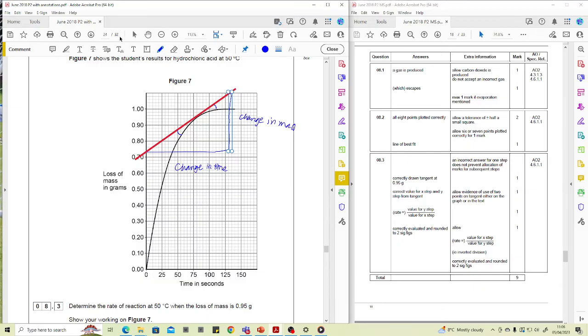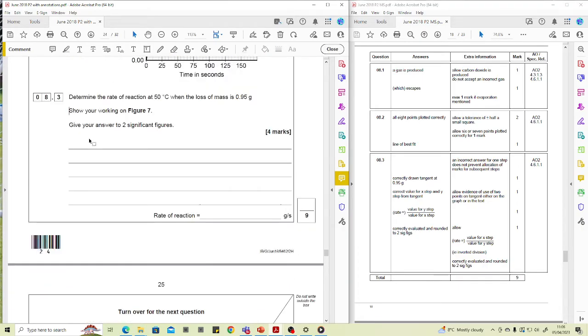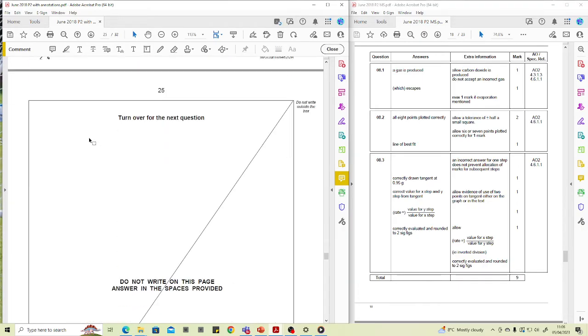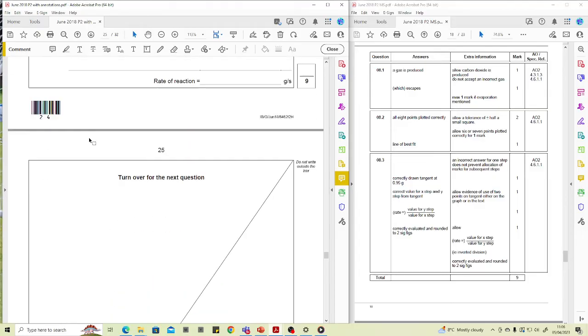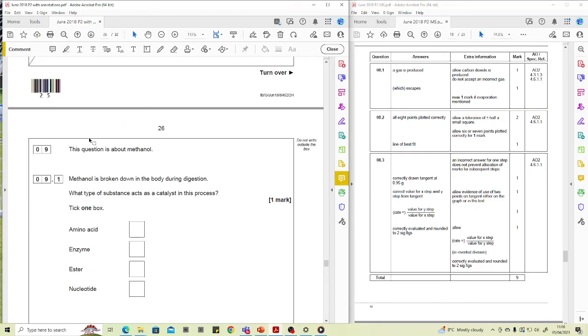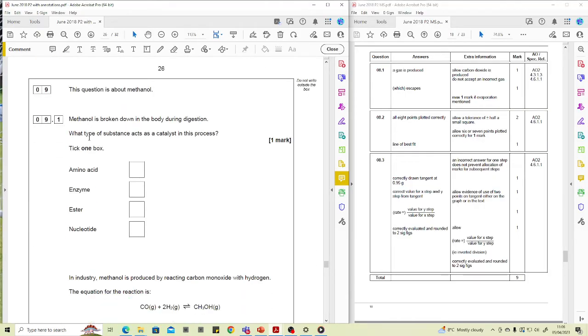If I was being very picky, I think I would probably move my line a bit. So change the angle just ever so slightly there, but it's very difficult on screen. Okay, so your calculation will be difference in y over difference in x, evaluated and rounded to two significant figures.